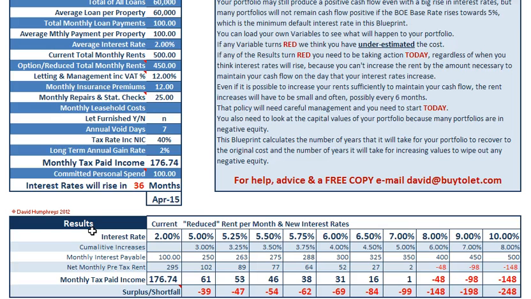And now we come to the results. First of all, we start off with the current position. Currently you're paying an interest rate of 2%. You have monthly interest payable of £100, a net monthly pre-tax income of £295, and monthly tax paid income of £176.74. Now, if interest rates were to rise to 5%, that's 5% payable, by the way, which is a cumulative increase of 3%, the monthly interest payable would rise from £100 to £250.